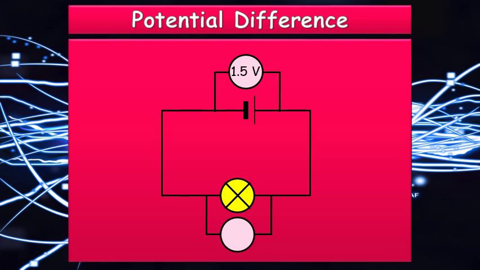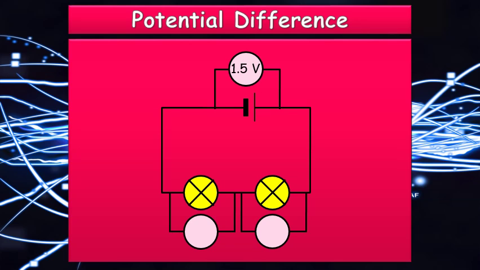So if we have a circuit here with one bulb and a supply voltage of 1.5 volts, then the voltage across the component here, the lamp, will of course also be 1.5 volts. Makes it simple.